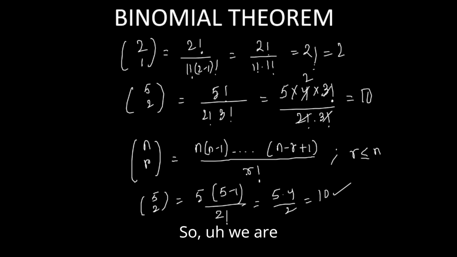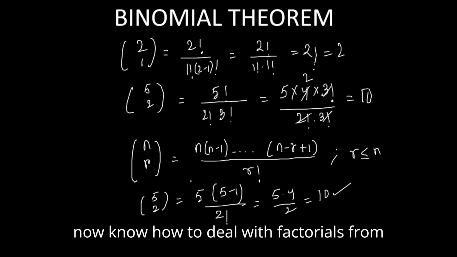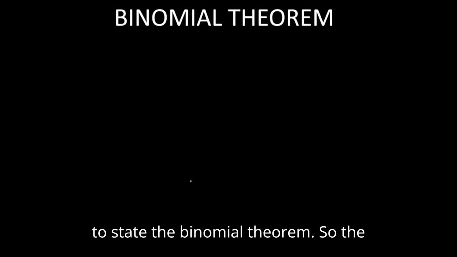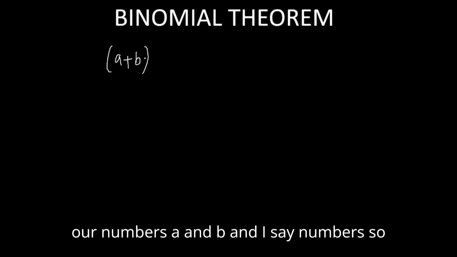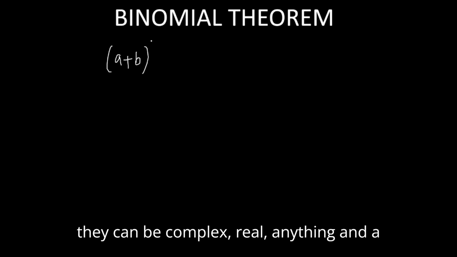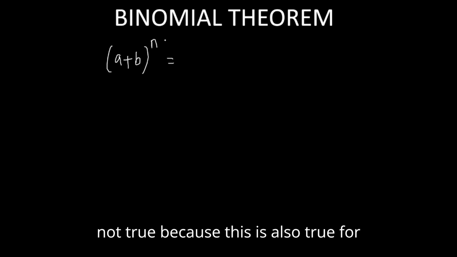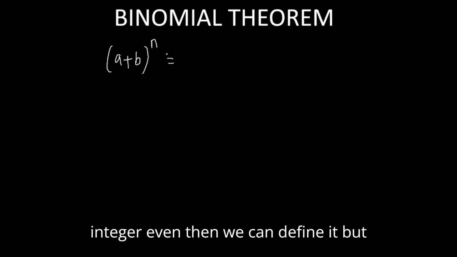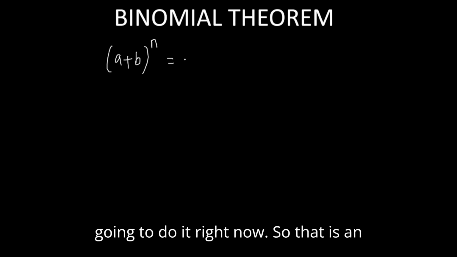Okay. So we are done with binomial coefficients, and we now know how to deal with factorials from this one. We are now ready to state the binomial theorem. So the binomial theorem states that for numbers a and b, and I say numbers, so they can be complex, real, anything, and a positive integral index n, which is also not true because this is also true for other indexes. Like if the exponent is not an integer, even then we can define it. But for the sake of JEE and stuff, we are not going to do it right now. So that is an advanced topic.